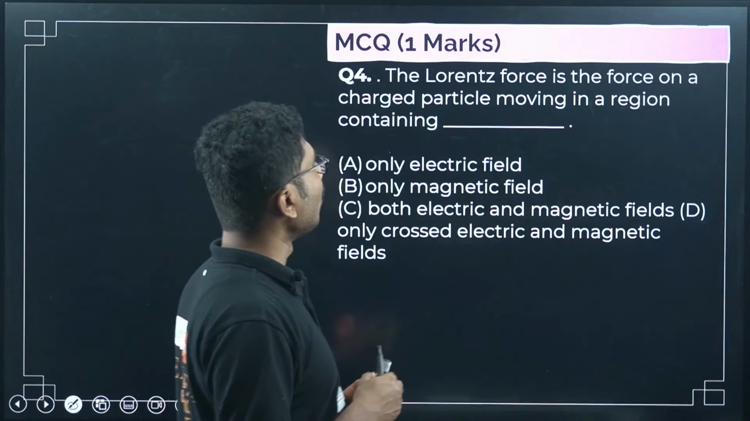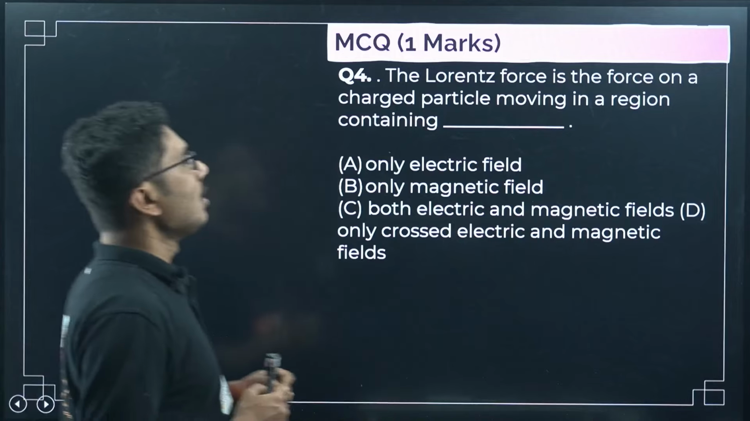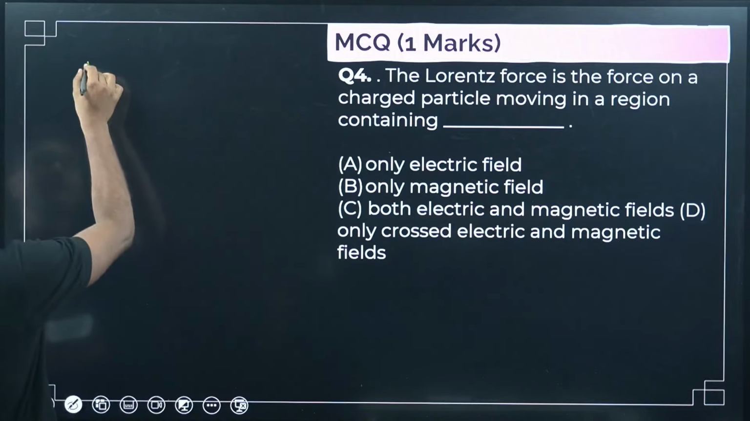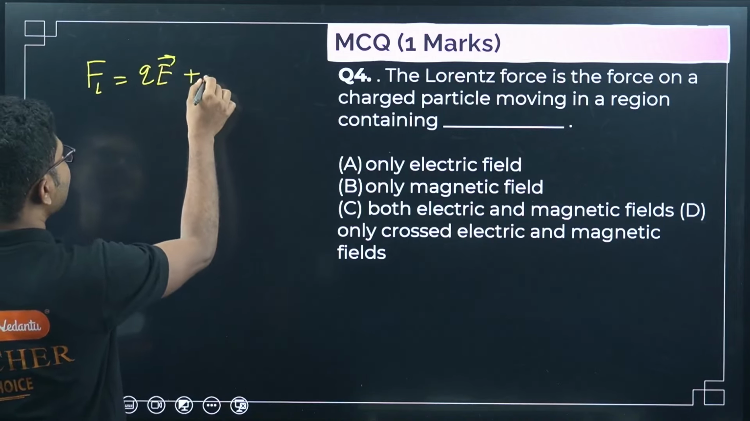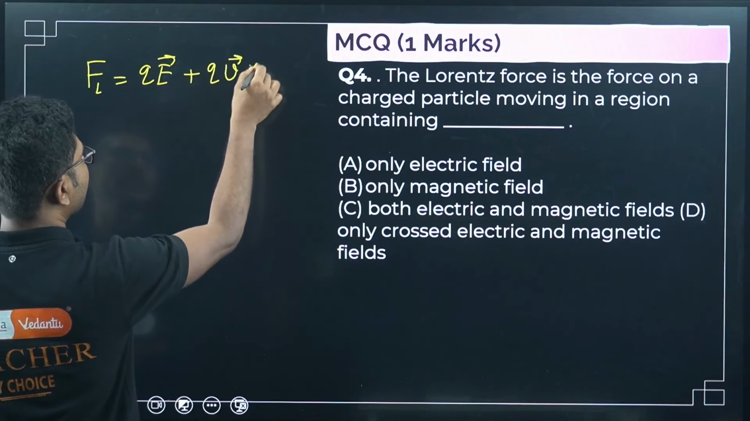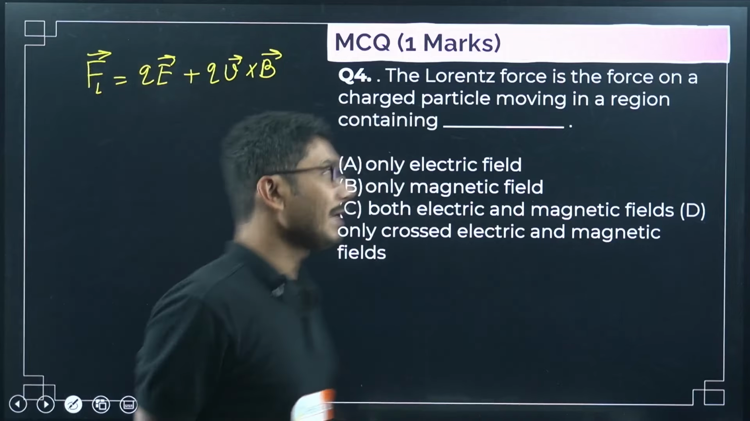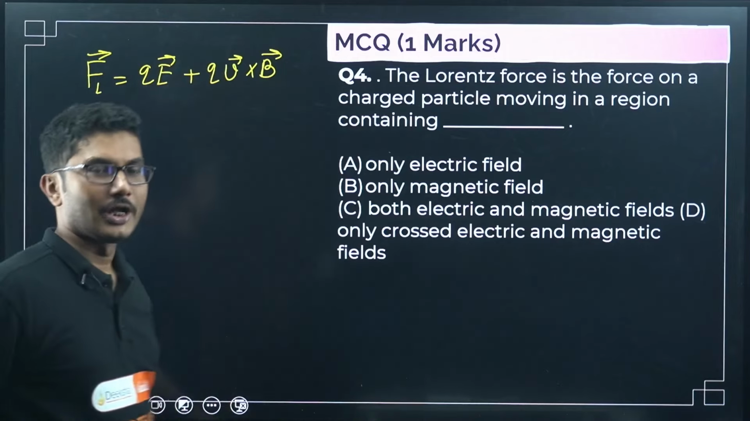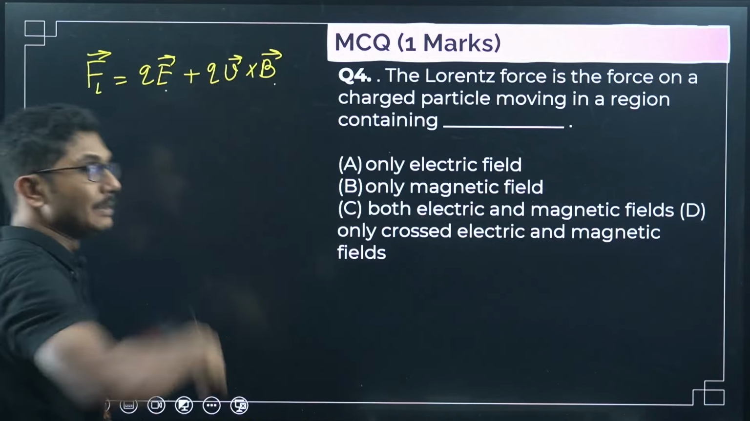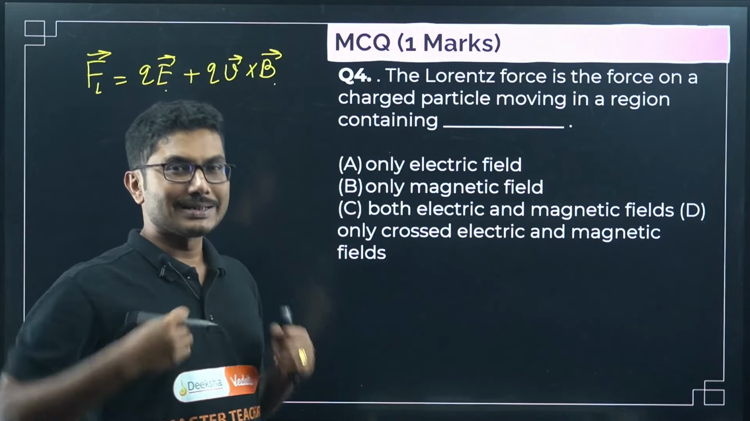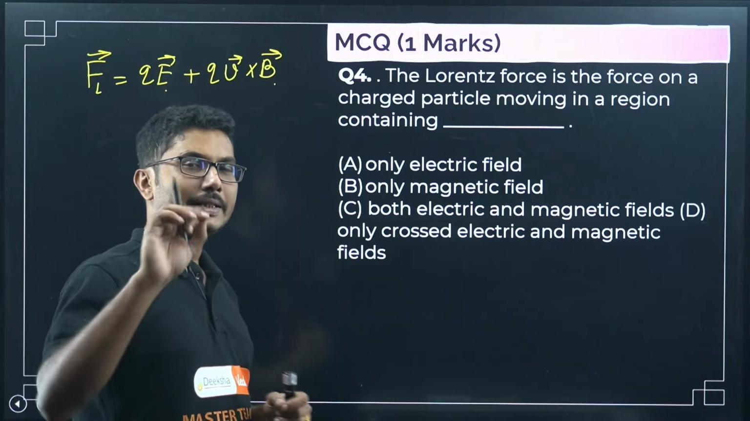Now, next question: the Lorentz force is the force on a charged particle moving in a region containing... Okay, so now the exact form of Lorentz force, as we know, is given by QE plus QV cross B. This is the formula for Lorentz force. So Lorentz force is there when there is a magnetic field as well as an electric field, at any angle. The angle between B and E is immaterial. As long as any one of them is present, or both of them are present, the Lorentz force is applicable.